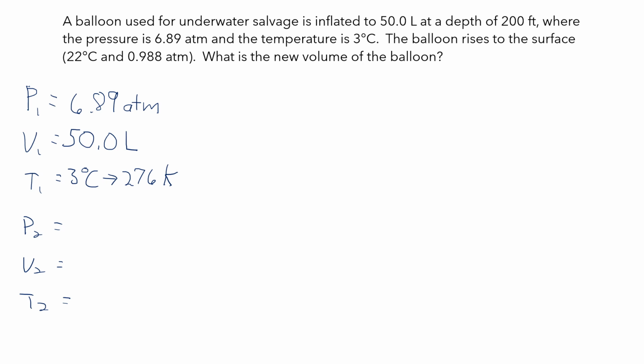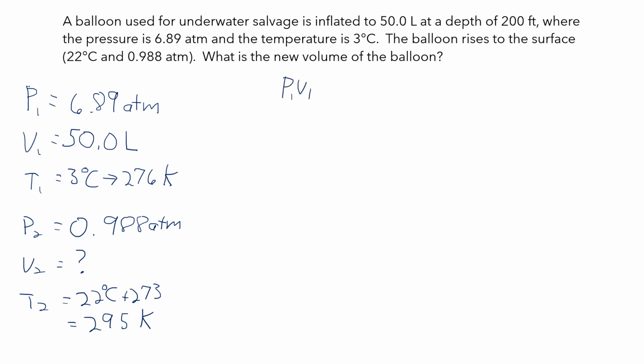Then P2 is going to be up at the surface, and we're told that the pressure is 0.988 atmospheres. The volume at the surface is what we are asked to find, and the temperature at the surface is 22 degrees C, but again, add 273 to that so that we end up at 295 Kelvin.